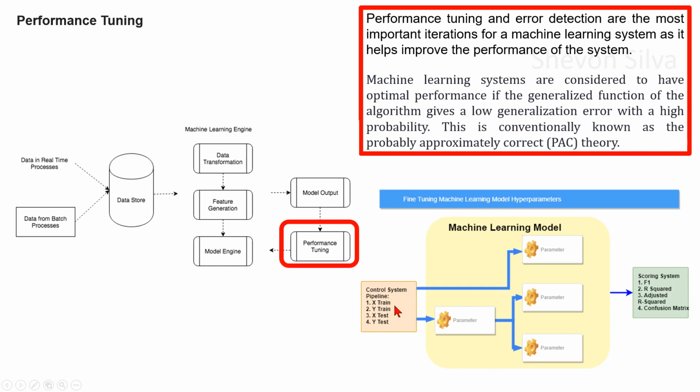Here, Xtrain is training data of independent variables, also known as features. Xtest is test data of independent variables. Ytrain is training data of the dependent variable. Ytest is test data of the dependent variable.